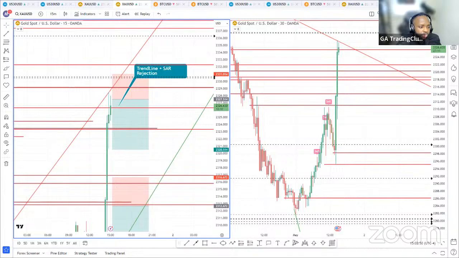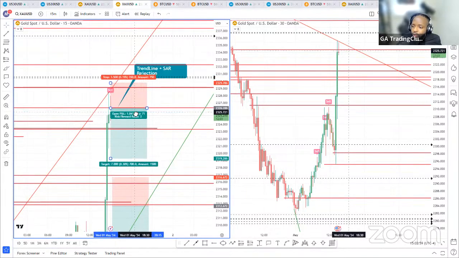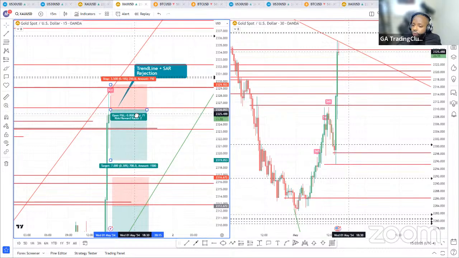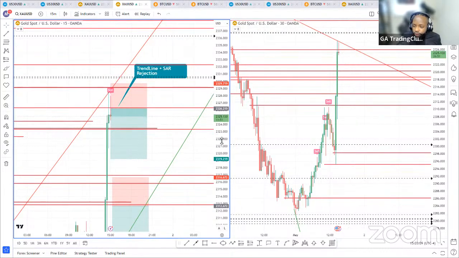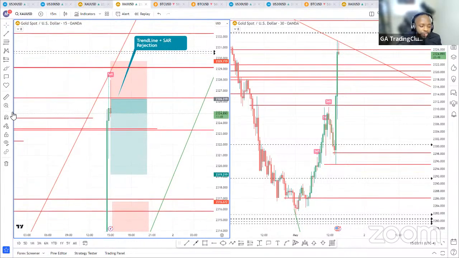So there goes the crossover sell, and I am in that entry for gold at 2326.2. This will be the last trade, 2326.2. That's where I entered my trade, somewhere there. So that's where I'm in the trade. And let's see if we get a nice push.